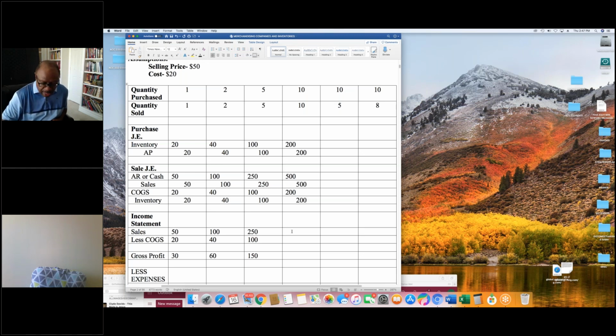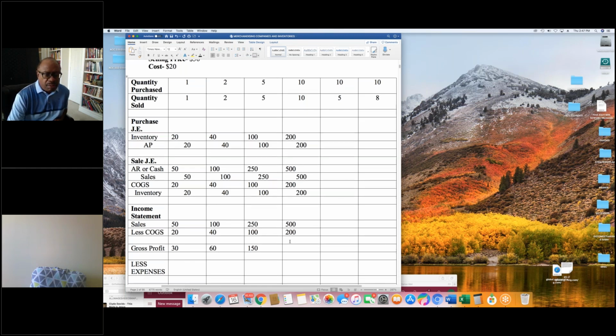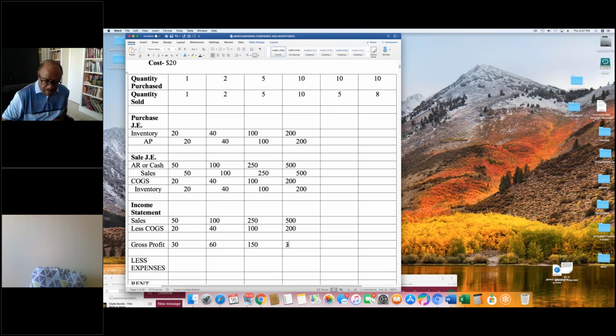And we prepare the top part of the income statement now. We list sales 500. We would subtract out cost of goods sold 200, and our gross profit would be 300. Any questions?